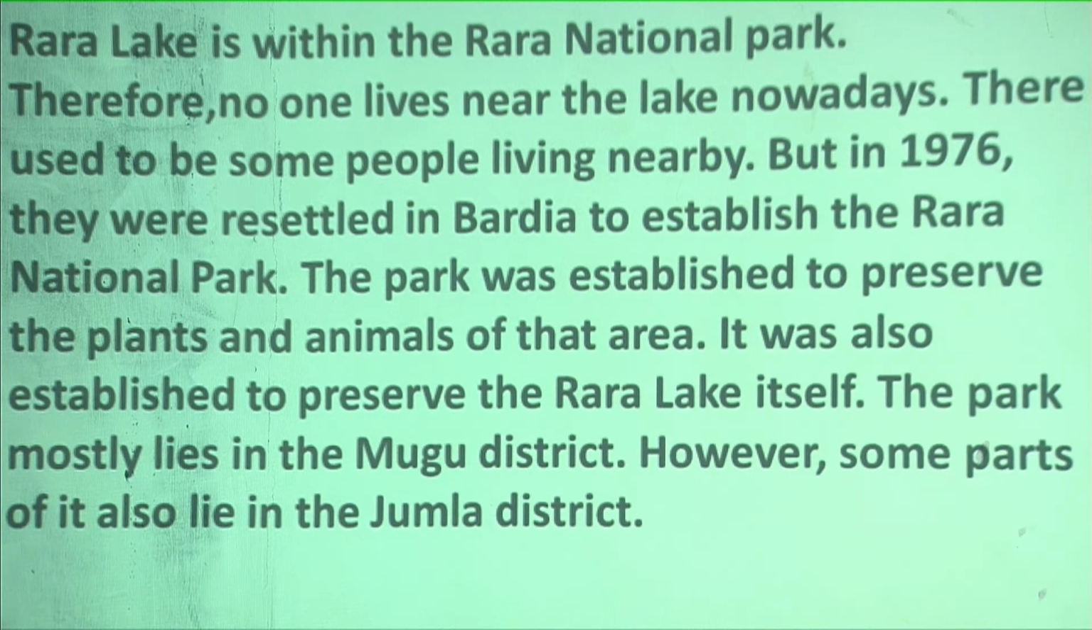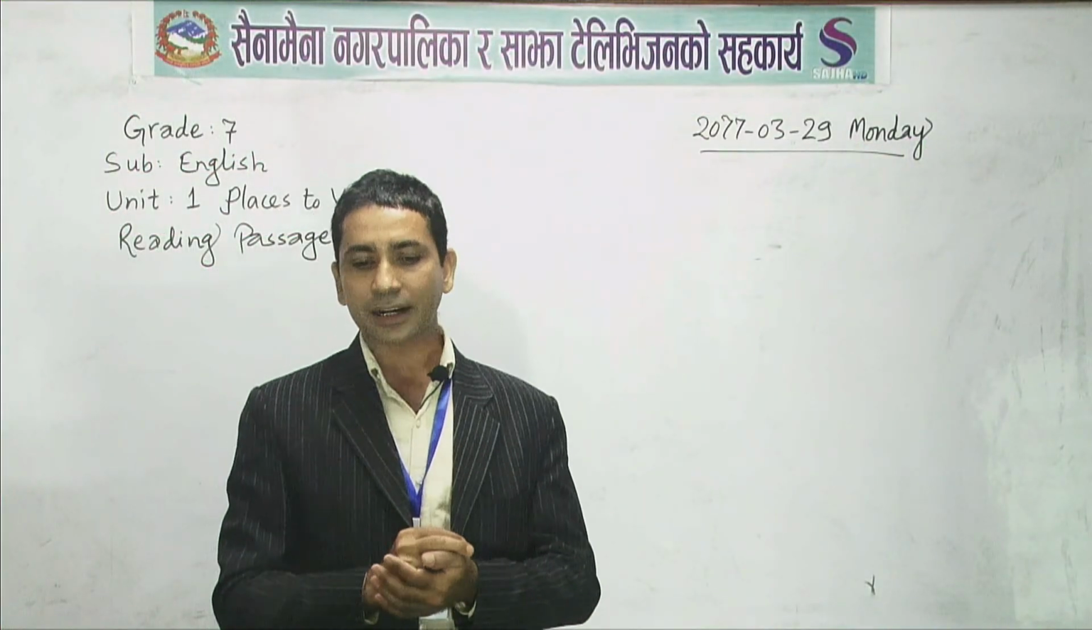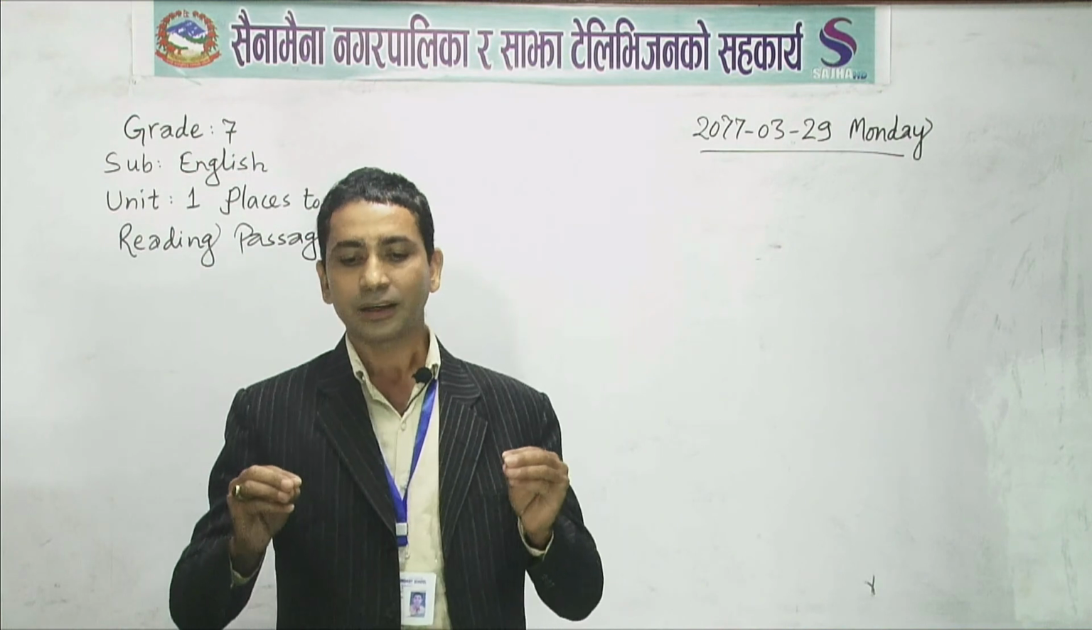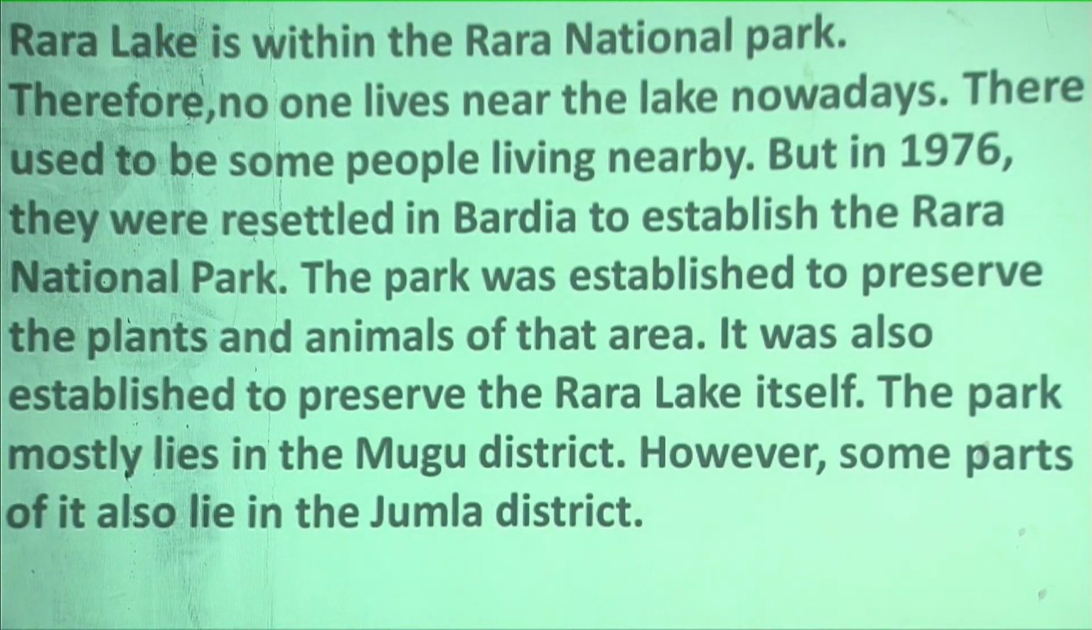There are two reasons, students. You can see, to preserve the plants and animals of that area, and another one to preserve the Rara Lake. For these two reasons, Rara National Park was established. The park mostly lies in Mugu district, but some parts of Rara National Park lie in Jumla district too. Most of the park lies in Mugu district alone. Okay, these were the first three paragraphs of this passage about Rara Lake, students.